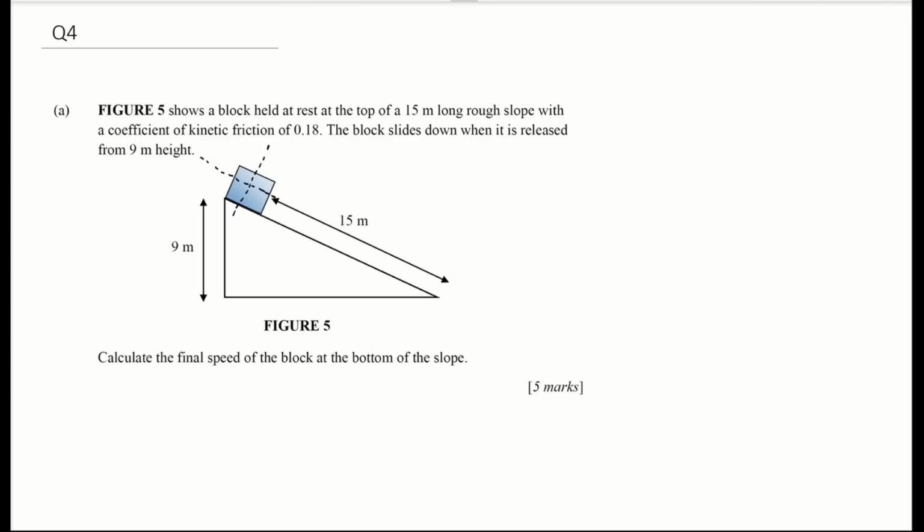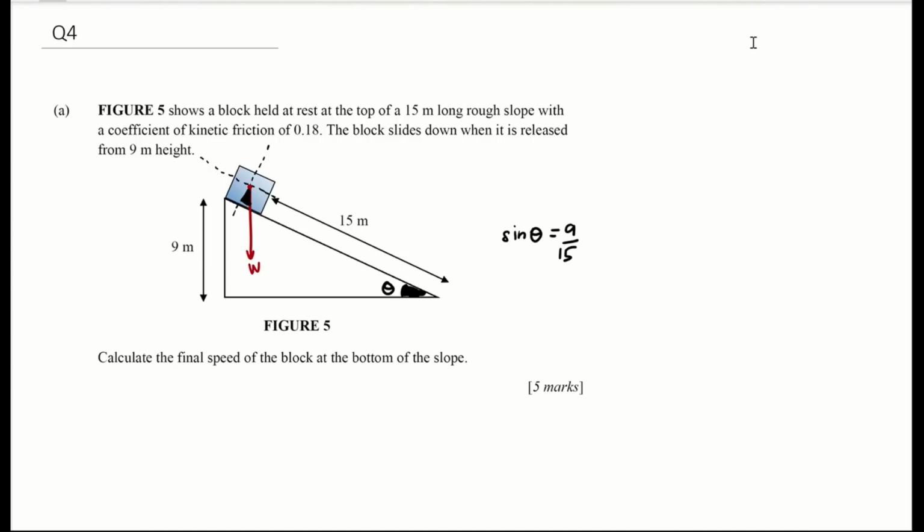Okay, so we're going to have the weight straight downward. And then remember the angle. Angle here kita tak tahu, so angle kat sini kita kena kira lah. So the angle here is theta. So we're going to have sin theta is 9/15.